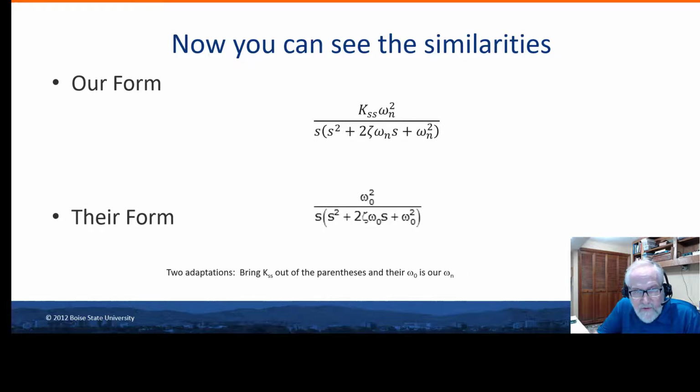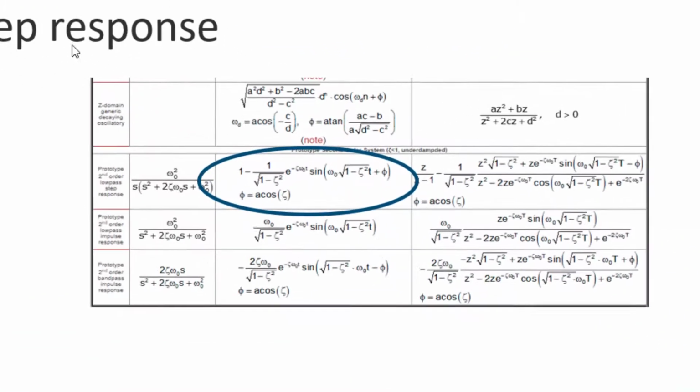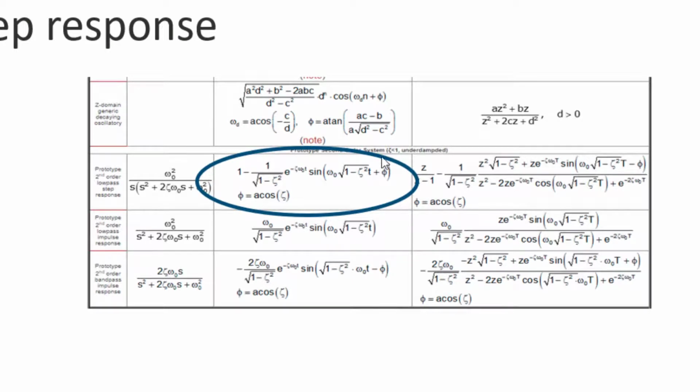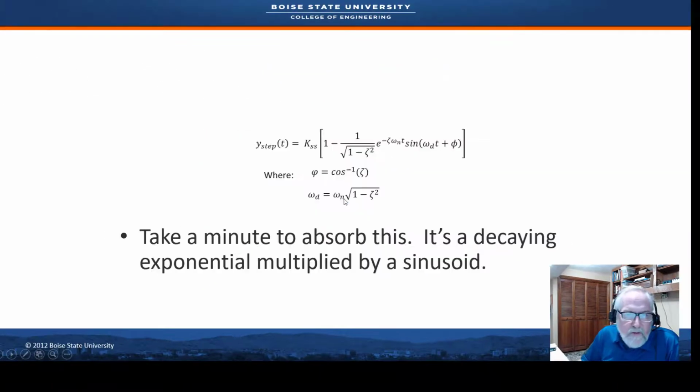We know it's a linear transform, so I can pull that out, put it out in front of the whole thing. And what they called, they're referring to omega sub 0 or omega naught. We're calling omega n natural frequency, and those are the only two differences we have to make. And so we can go back to the table and now focus on the inverse Laplace transform, which is a function of t, which is the response. So let's take a closer look at that.